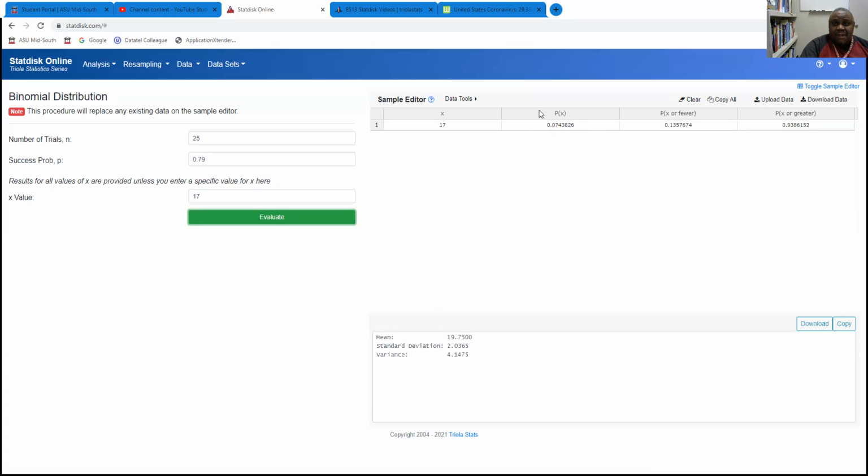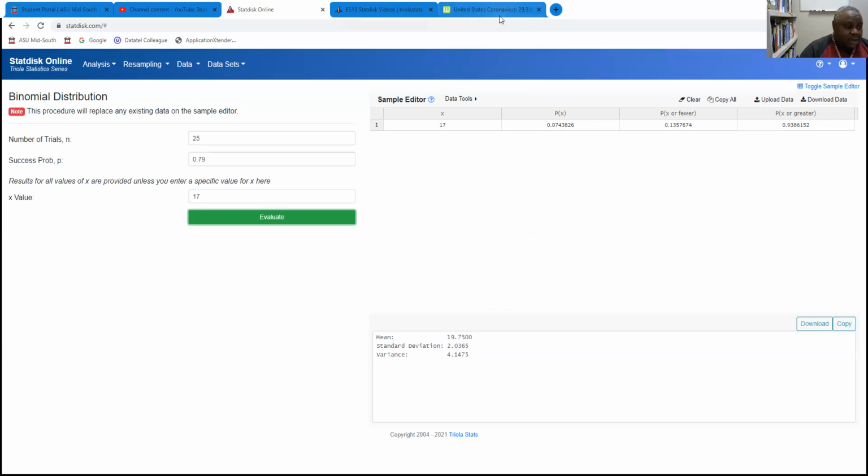For P of X, we look in this box here, there'll be 0.0744. The 4th digit is a 3. To the right of it is 8. It's bigger than 5, so the 3 increases to a 4, so it'll be 0.0744, rounded to 4 decimal places. Okay, so do make sure that you round to the number of decimal places as indicated in MyMathLab. Otherwise, you'll be counted wrong for that.